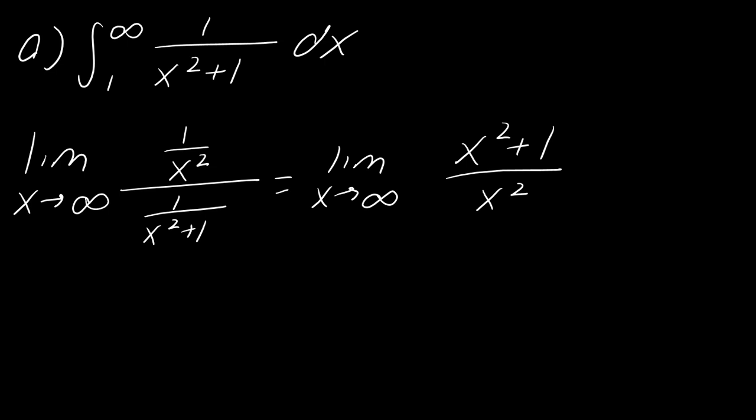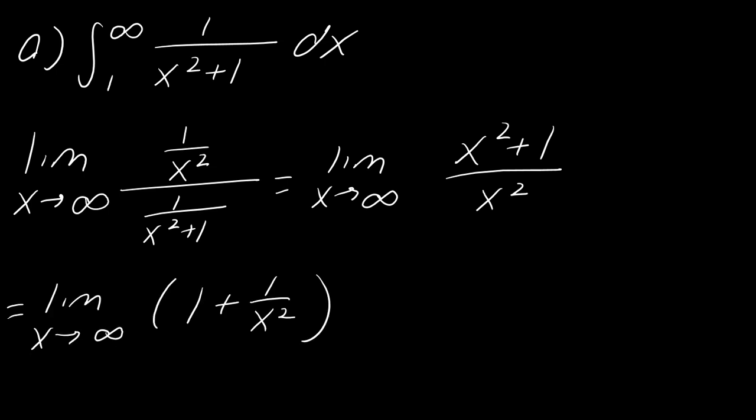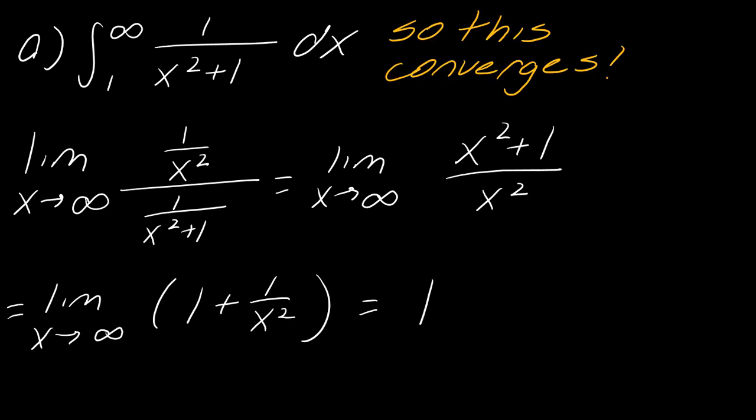So now, of course, I can simplify this to get x squared plus 1 over x squared, and then I can just do some division here. So I've got the limit as x approaches infinity of 1 plus 1 over x squared. And this right here is going to go to 0, so the value of this limit is 1. So since this has an answer, remember, either both converge or both diverge, and since we know that this one converges, we know that that limit will also converge.